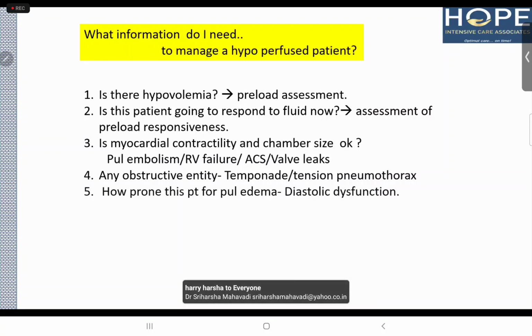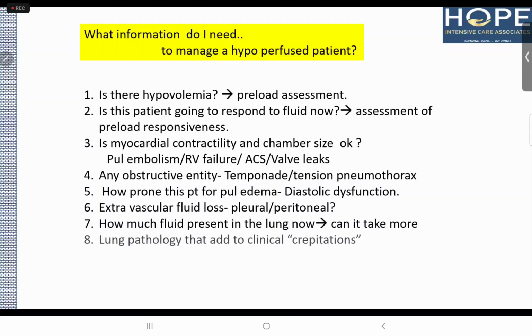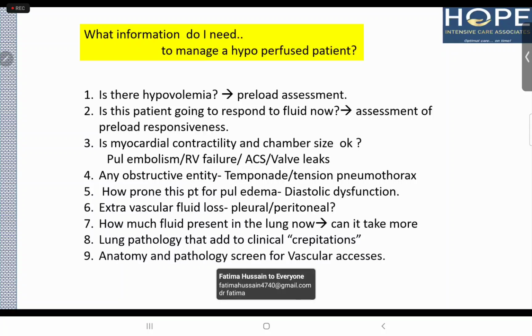How prone is this patient to pulmonary edema? Look at the diastolic dysfunction. Look at the B lines. Is the extravascular fluid already there or accumulating in the peritoneum and pleura? How much fluid is present in the lung now? Can it take more? Is there any lung pathology to add to these clinical crepitations? Anatomy and pathology screen for vascular access we need to do, and suitable sites for paracentesis if at all. These are all the places where I would approach.